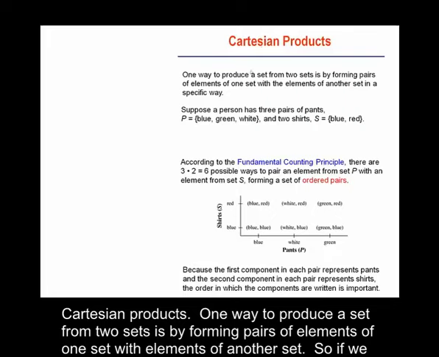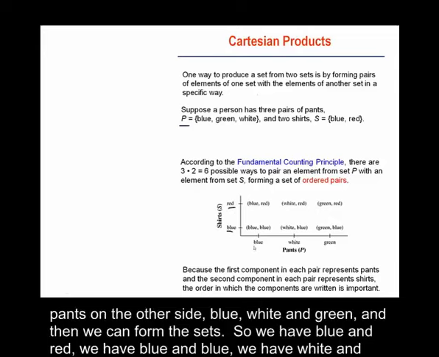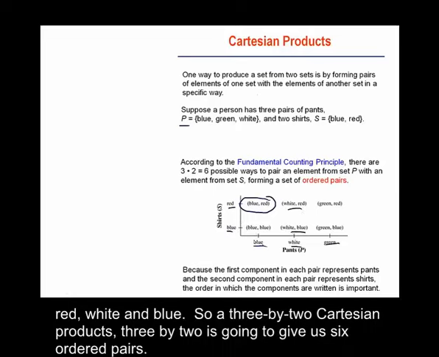Cartesian products. One way to produce a set from 2 sets is by forming pairs of elements of one set with elements of another set. So if we have a set P is blue, green, and white, and that's pairs of pants, and shirts is blue and red, we can put our shirts on one side, red and blue. We can put our pants on the other side, blue, white, and green, and then we can form the sets. So we have blue and red, we have blue and blue, we have white and red, white and blue. So a 3 by 2 Cartesian product, 3 by 2, is going to give us 6 ordered pairs.